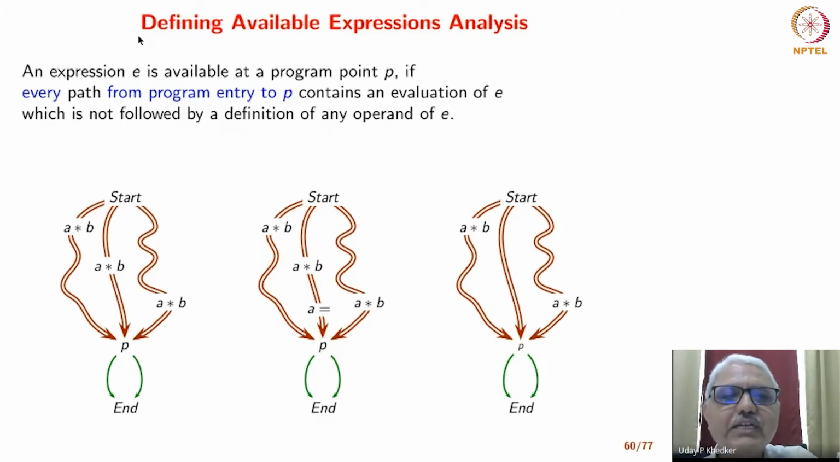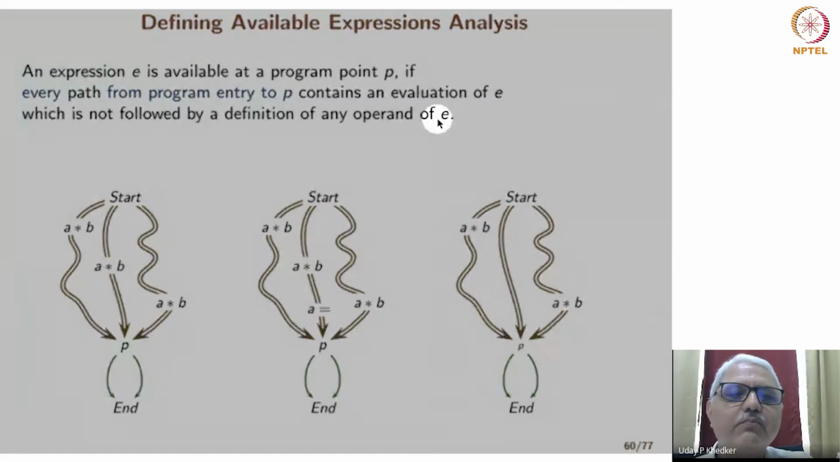An expression E is available at a program point P if every path from program entry to P contains an evaluation of E which is not followed by a definition of any operand of E. Look at how this is different from live variables analysis. First of all, live variables analysis talked about paths from P to end. We are talking about paths from start to P here.